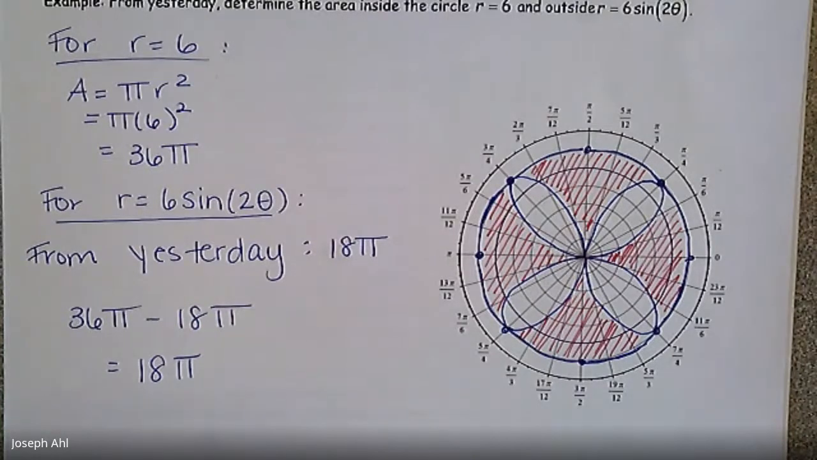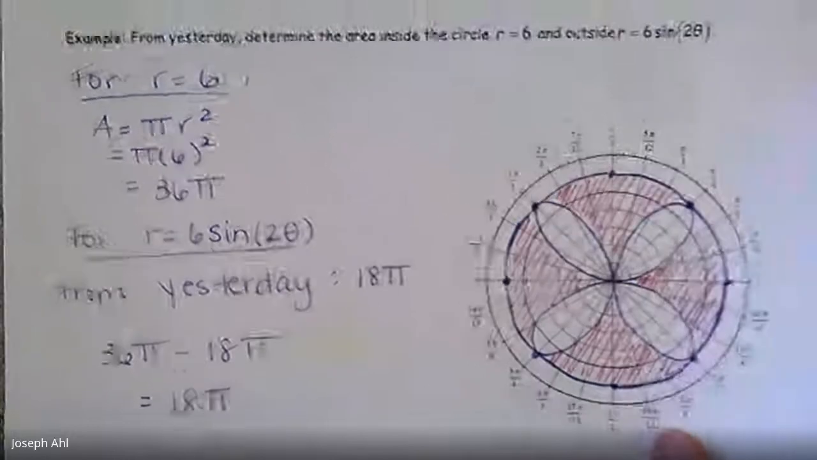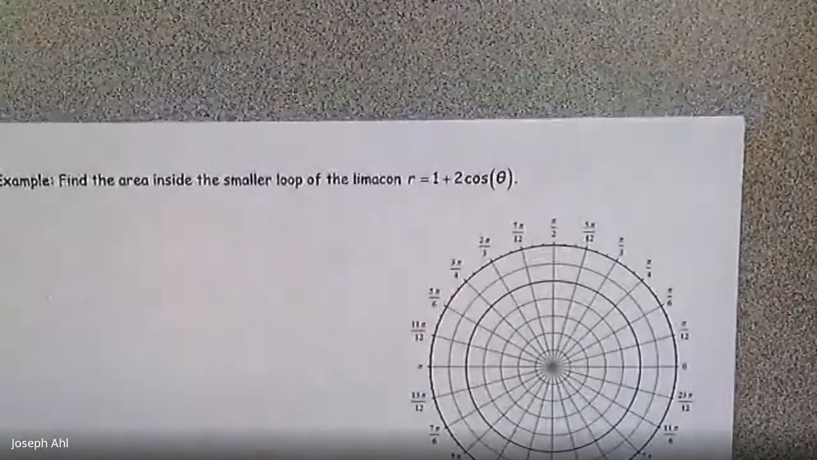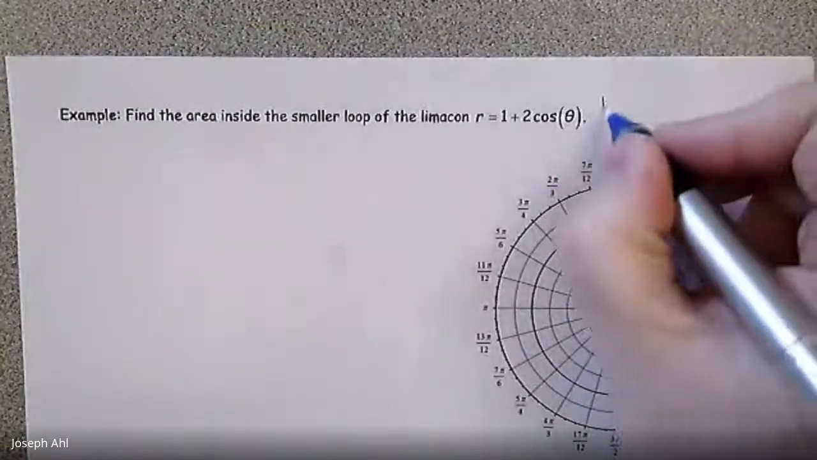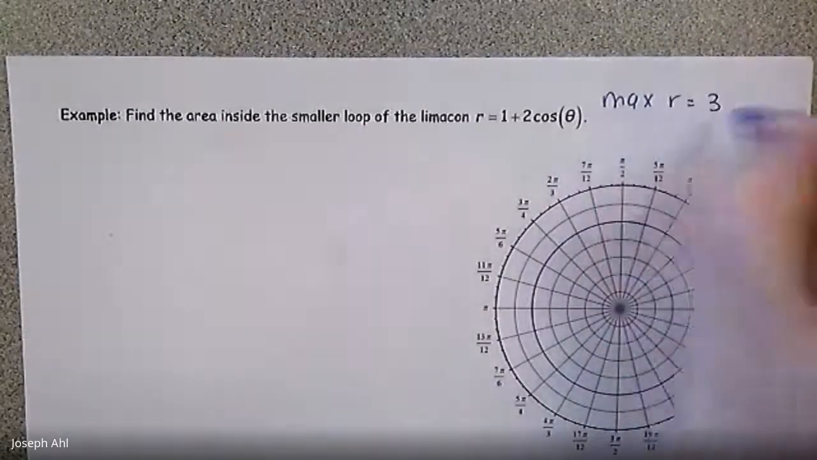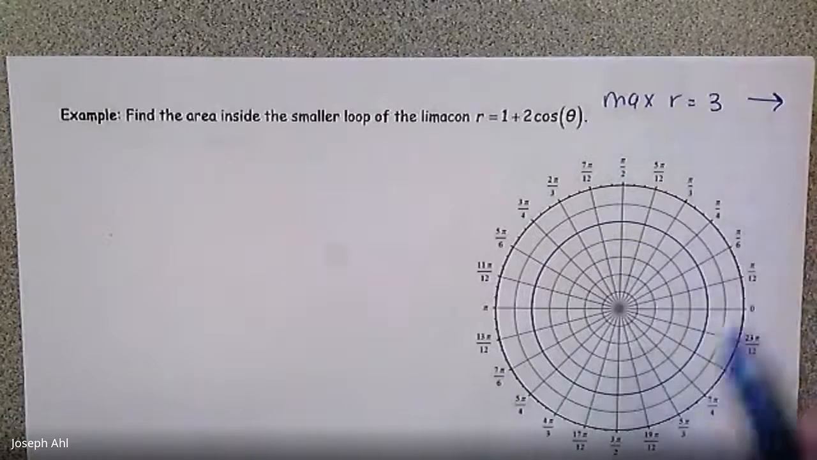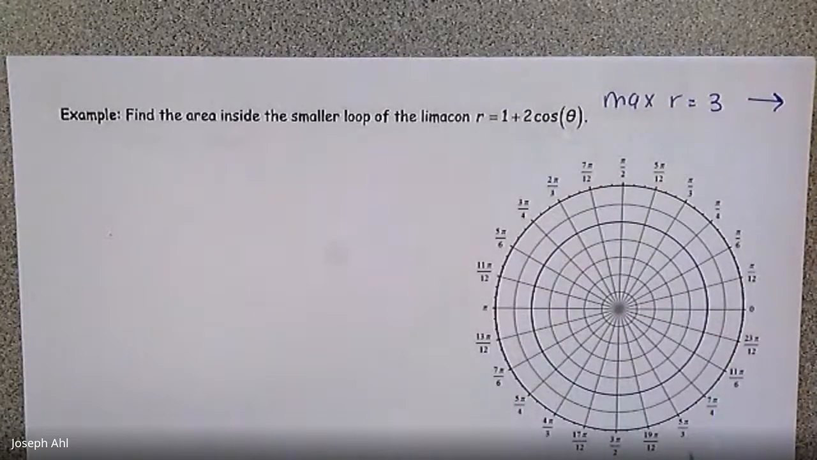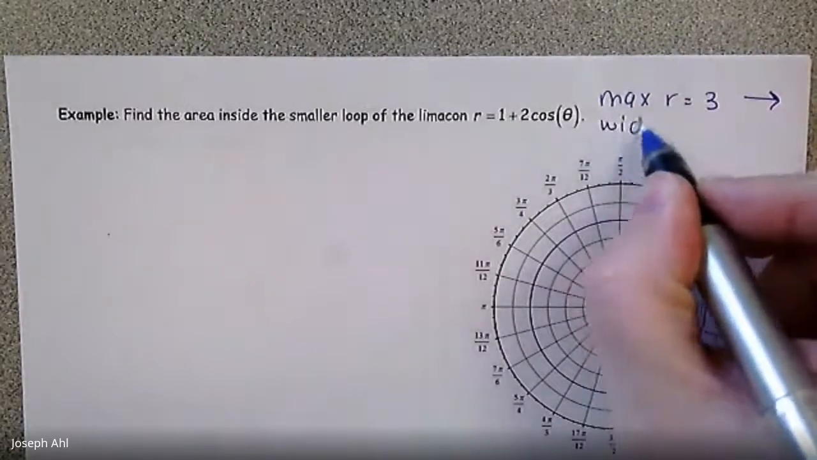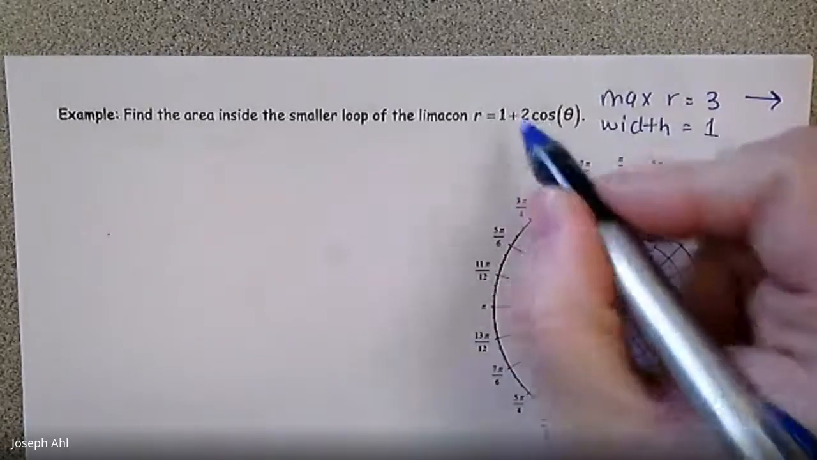Okay. If you're good with that one, let's take a look at the very next page, where it says find the area inside the smaller loop of the limaçon r equals 1 plus 2 cos theta. It says smaller loop because, if you recall, the graph of this is a loop in a loop. This loop in a loop has a max r value of 3. It's going to go in the direction of 0 degrees, to the right, because it's a positive cos equation. That's where positive cos has its max. The width of this loop in a loop is the first number here, 1.